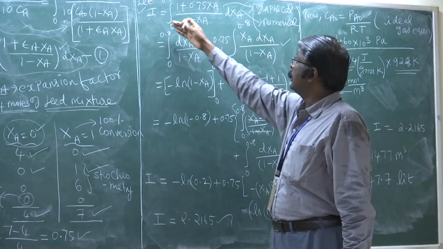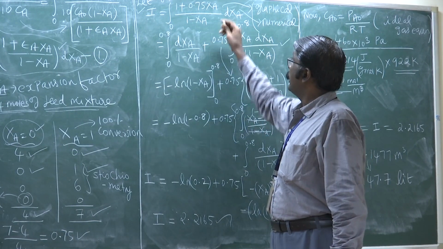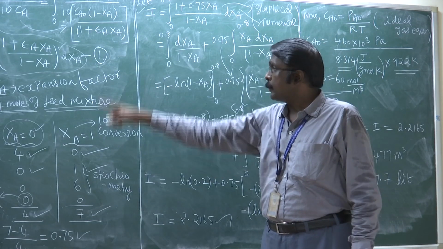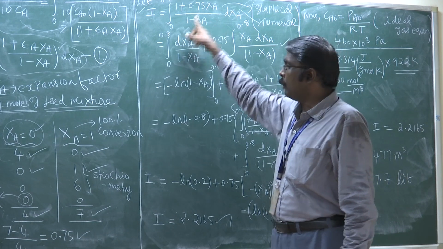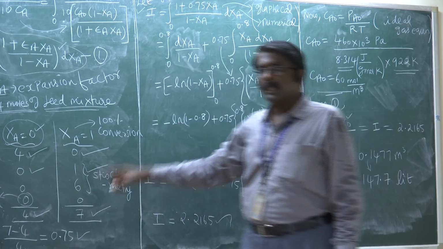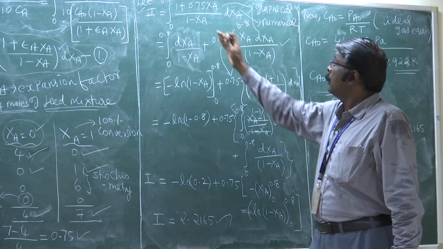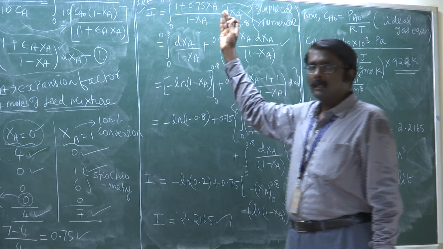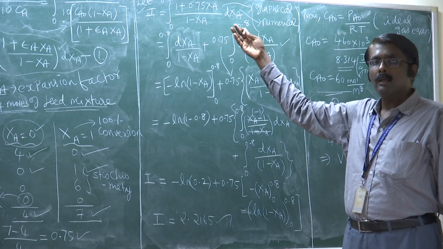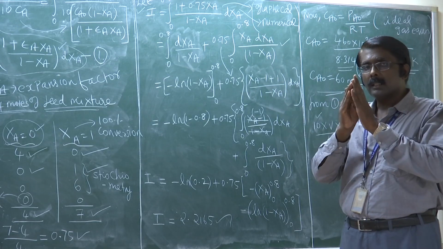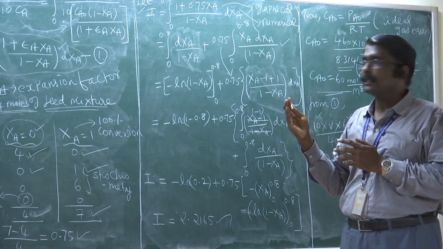Now let I be equal to the integration of this entire function, with the expansion factor value substituted. You can see that the epsilon A value is taken as 0.75, whatever answer we got here. Now, the function as it is is not in an integratable form. What we are doing is splitting the function into 2 fractions, that is, breaking it into 2 simpler functions.